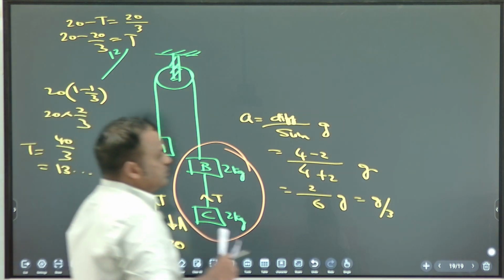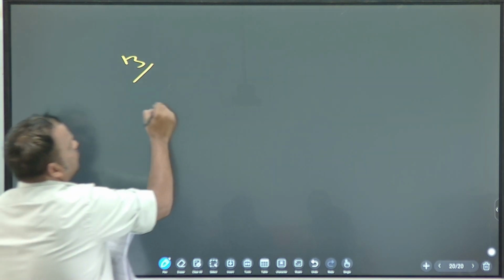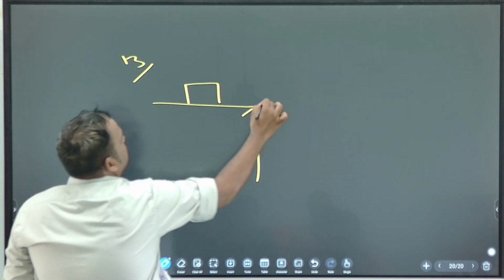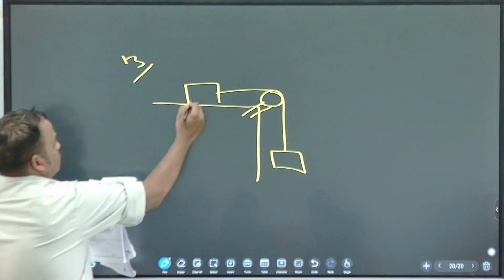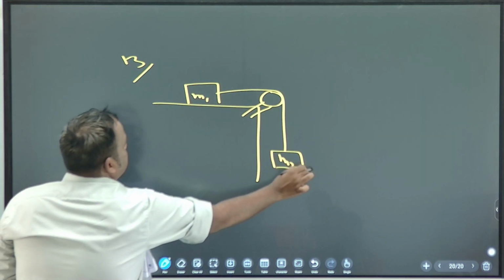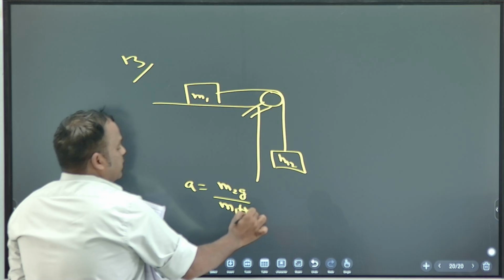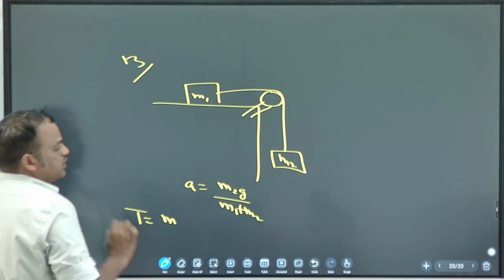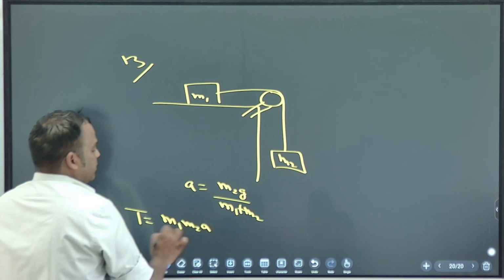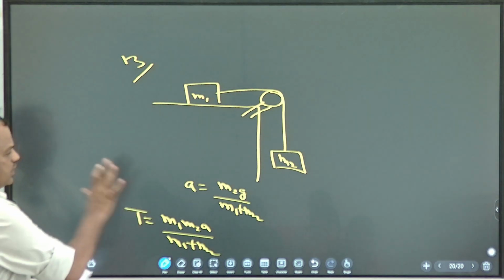Okay, 13th question. Note down. We have done this in class. You know the direct formula. One block here, another block here. That rat and mouse question. So here M1, here M2. What is the acceleration? M2g by M1 plus M2. And what is the tension? M1 M2 g by M1 plus M2. We have done this in class.